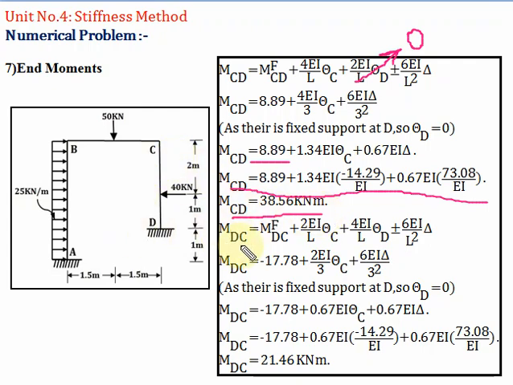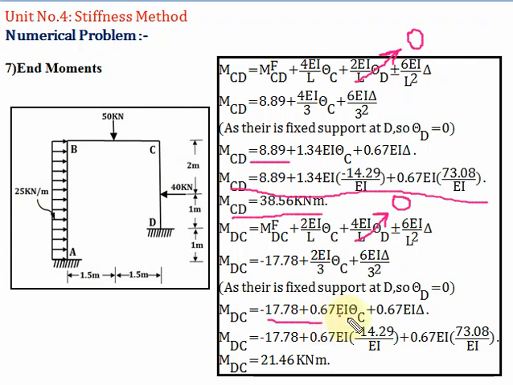And next, the end moment in member DC, applying the slope deflection equation: MFDC plus 2EI upon L theta C plus 4EI upon L theta D plus minus 6EI upon L square delta. Okay. Now here again the value of theta D is 0. Putting the value of fixed moment in member DC and the length of member DC as 3 and solving this equation, we get here minus 17.78 plus 0.67 EI theta C plus 0.67 EI delta.